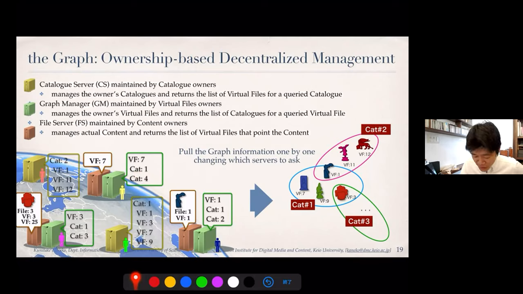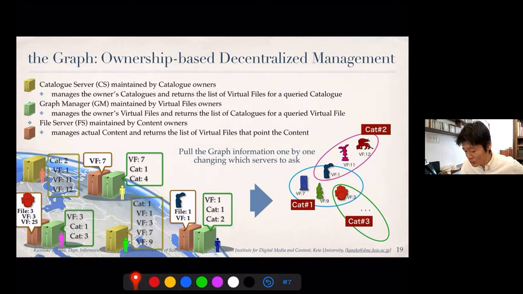So go to the cat 1 server. Where is the cat 1 server? Here, right? And then cat 1 has a list of budget files 1, 3, 7, 9. Okay, let's see budget file 1. Go to the budget file 1 server here. Oh, it has cat 1, cat 2.